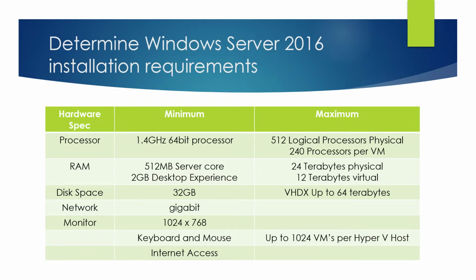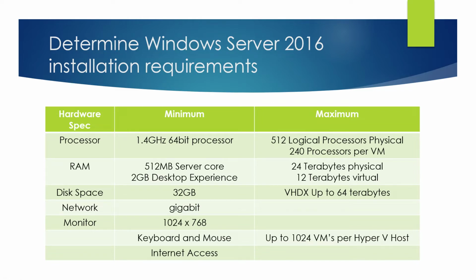What you need to actually do is install it with 800 megabytes of RAM, and then you can drop it down to 512. You need 2 gigabytes for the desktop experience, and 32 gigabytes of disk space for a core install. If you have any roles, features or anything like that installed, it will go up, but that's just the bare minimum. You need gigabit networking as well.